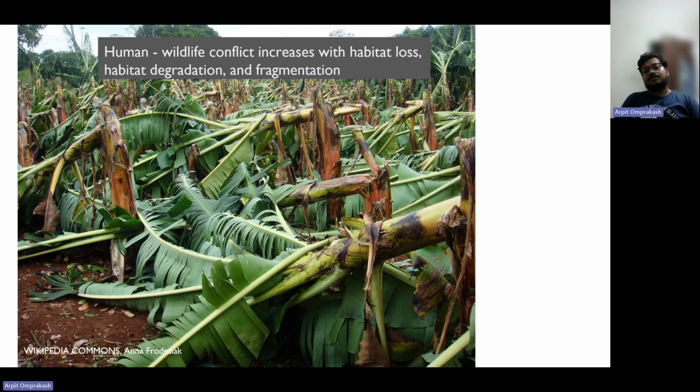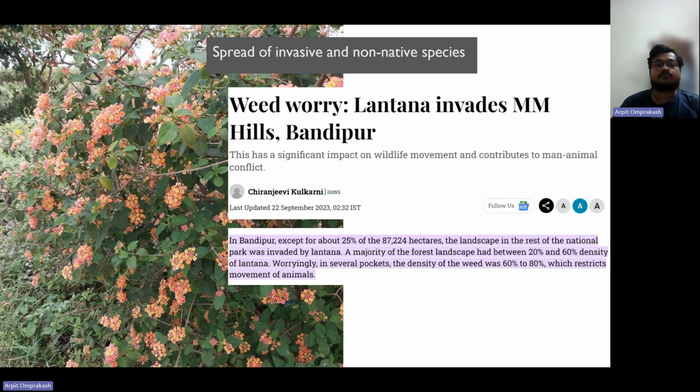They'll start coming, they'll start eating sheep, then we'll retaliate, we might kill the tiger, and so on and so forth. So there's this constant human-wildlife conflict, not just with tigers but other animals also, which leads to loss of life, loss of habitat, or loss of other things. Then there's the other issue of the spread of invasive and non-native species.